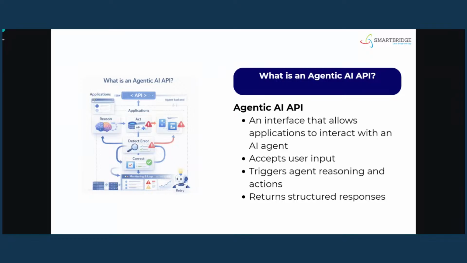An agentic AI API is nothing but a cycle: the first step is thinking, the second is acting, the third is checking and improving. With the help of these steps, the agentic AI API will solve human problems.